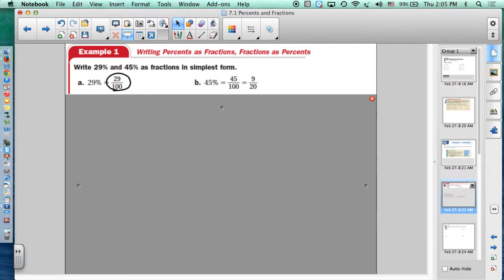45%, again, we write it as 45 over 100, but because 5 goes into both of those numbers, if we divide the numerator and denominator by 5, we end up with 9 over 20. Keep in mind, it's always important that we write our fractions in lowest terms or simplest form.